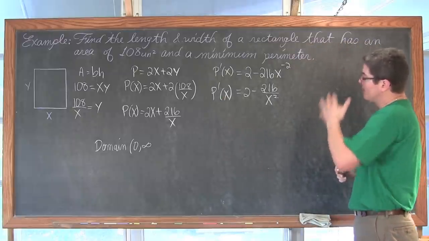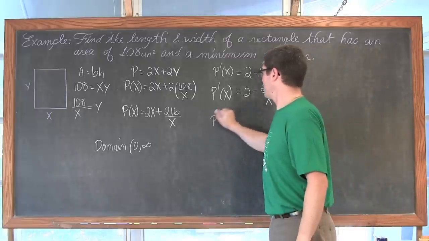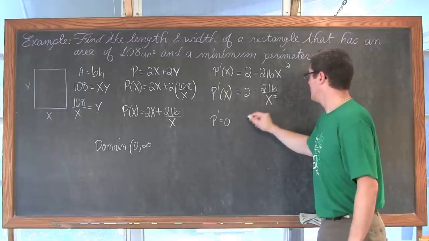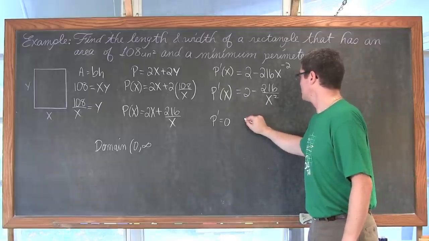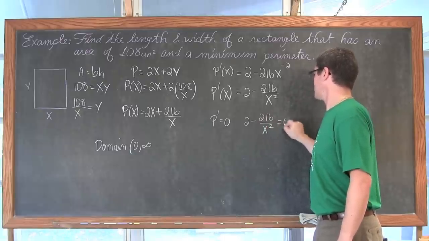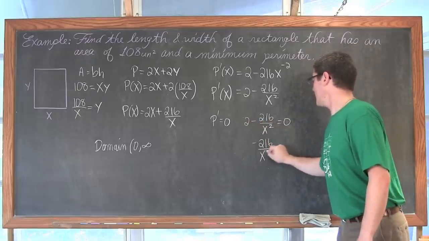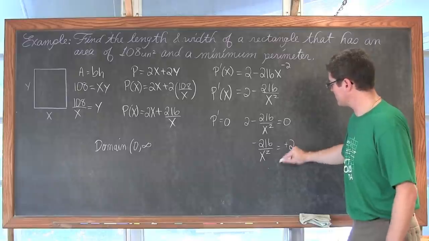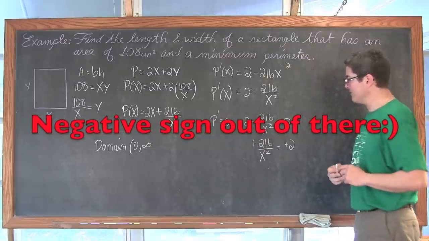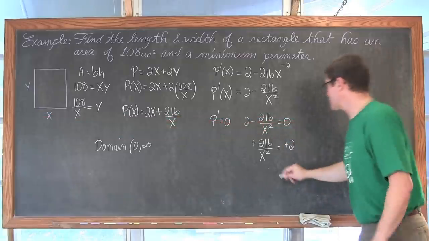Okay, so now I want to find the critical values, which means I need to find out where my first derivative is equal to 0. Well, I'm going to do that by doing, let's see here, 2 minus 216 over x squared is equal to 0. We're going to subtract 2 from both sides and get negative 216 over x squared is equal to negative 2. We can multiply both sides by negative 1 or divide both sides by negative 1 to get that negative out of there. Now I have x in the denominator, so I can get that out of the denominator by multiplying both sides by x squared.